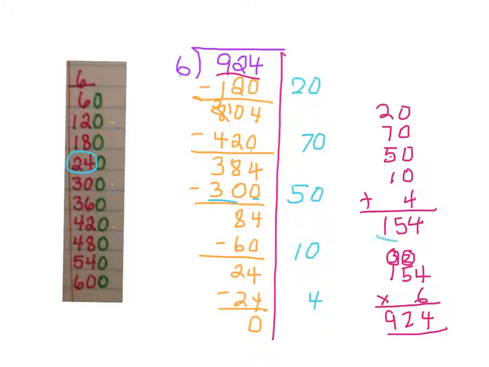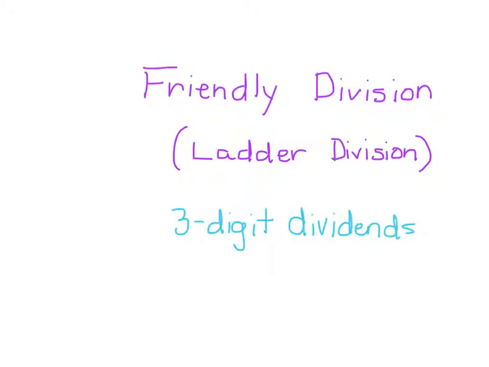Now all I need to do is record my quotient up in the quotient space, keeping my place value correct. So you see how it's so friendly, because it doesn't matter which friendly numbers you use, you will eventually arrive at the same quotient. So this lesson has been an introduction to friendly division or ladder division using 3-digit dividends.